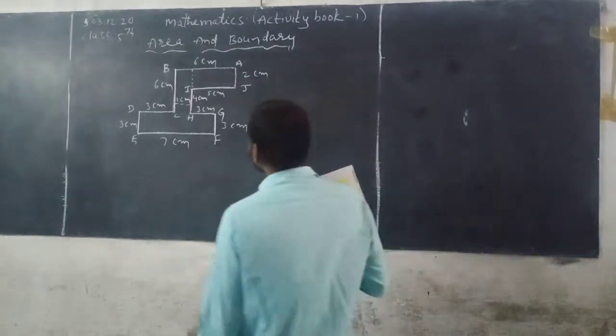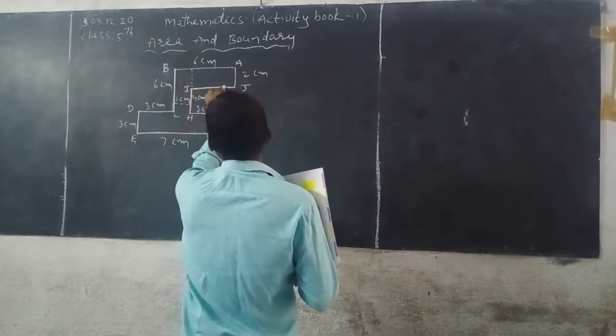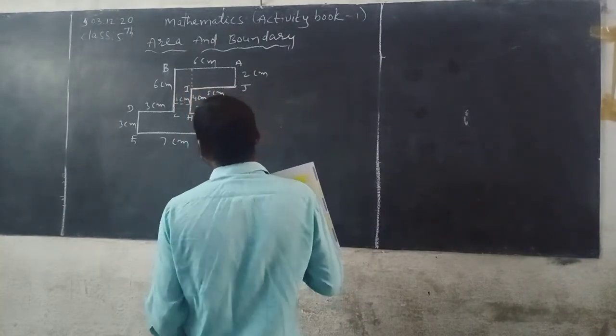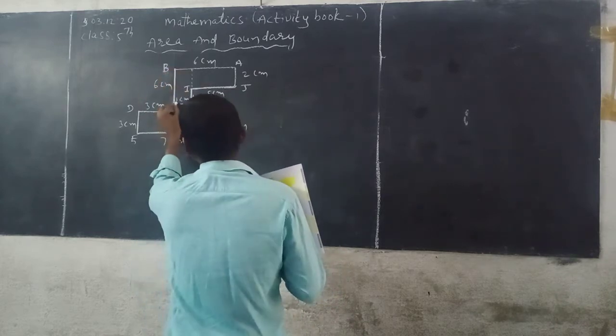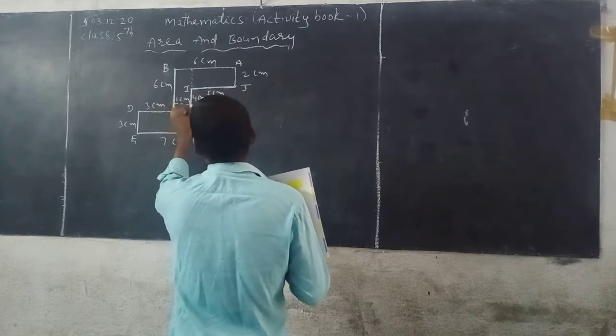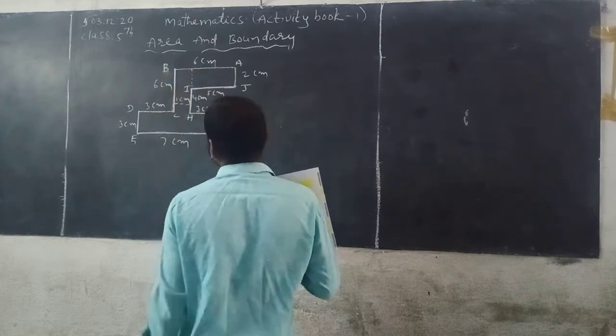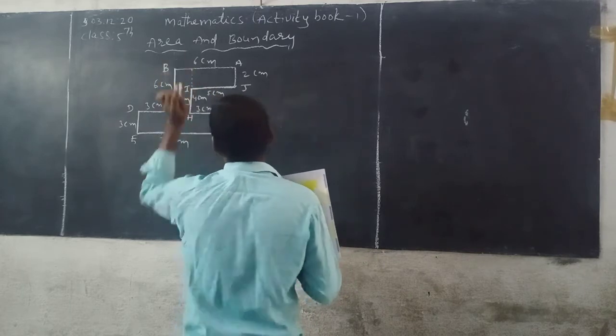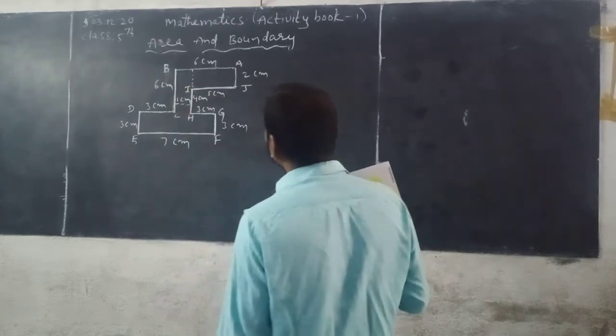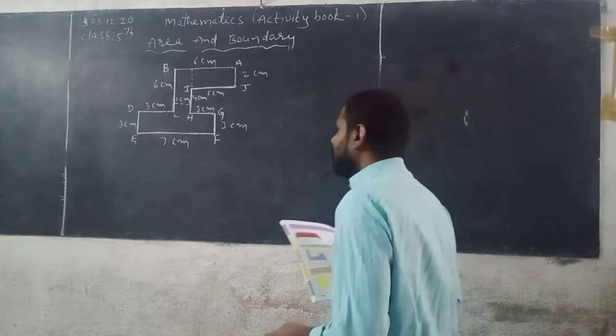Once again, see here, IJ is 5 centimeters, and so this is the breadth of this rectangle. Now it is 1 centimeter. So this is parallel to this part. Now here 5 centimeters plus 1 centimeter, you get 6 centimeters. That is the length of the side AB. Now write down.